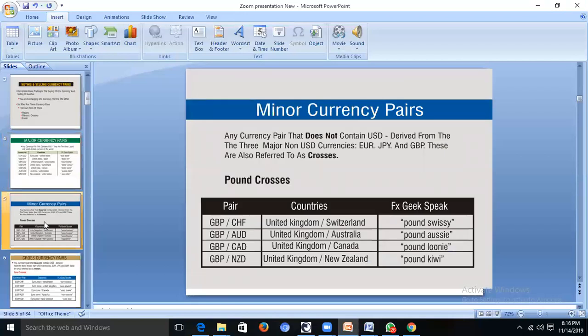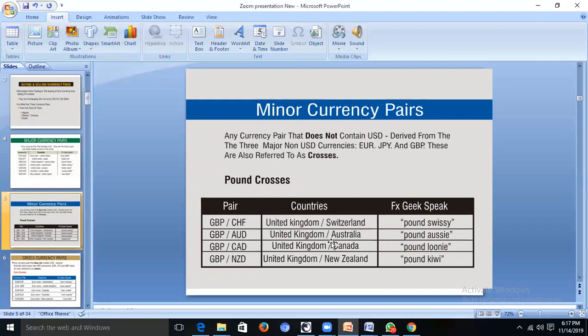These minors are the ones that don't have USD dollars, but they are also from major economies. So they are also widely traded. Most traders in the world trade these particular currency pairs. Look at them on the screen.